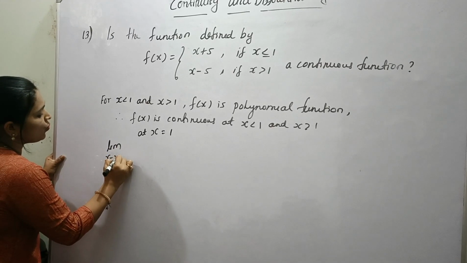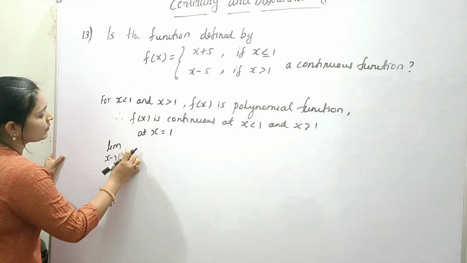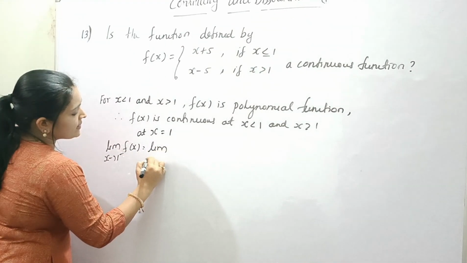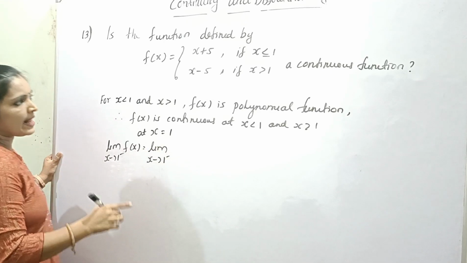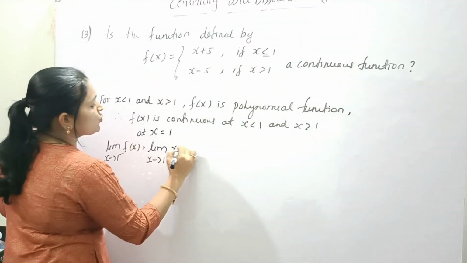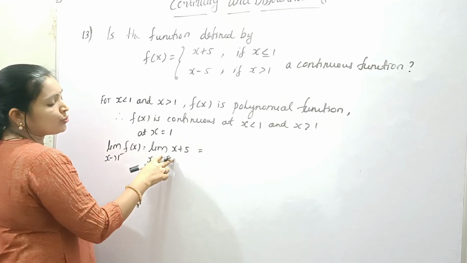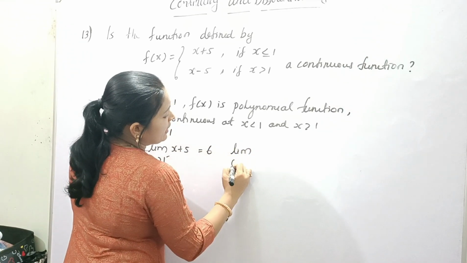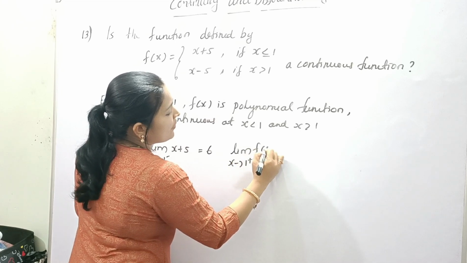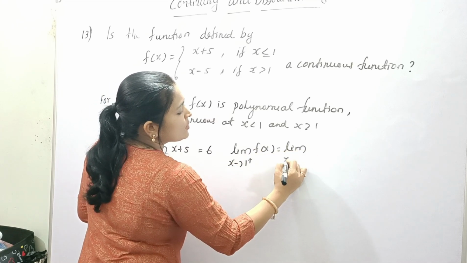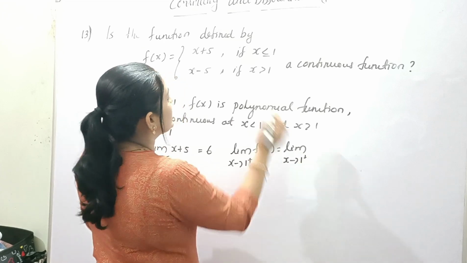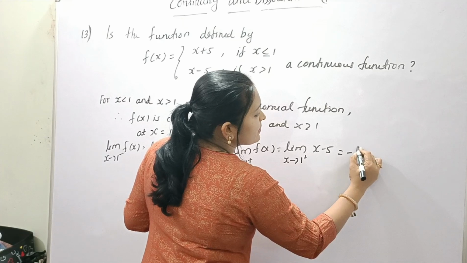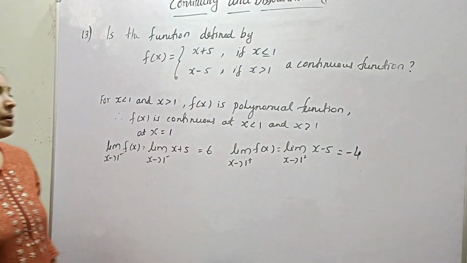Limit x tends to 1 minus f of x is equal to limit x tends to 1 minus, that is when x less than 1, the function is x plus 5. Substitute x is equal to 1, limit is 6. Next, right hand limit, x tends to 1 plus f of x, where f of x is x minus 5. Substitute x is equal to 1, so it is minus 4. 1 minus 5 is minus 4.